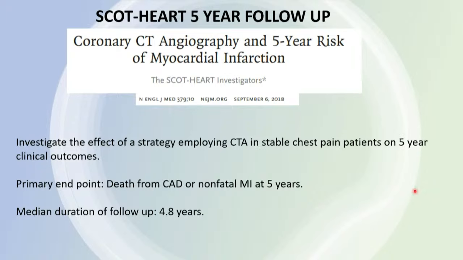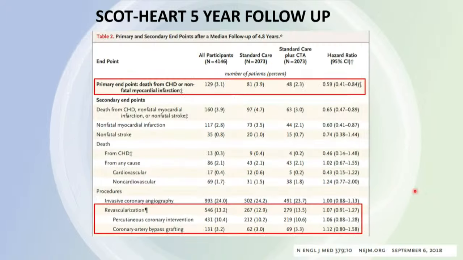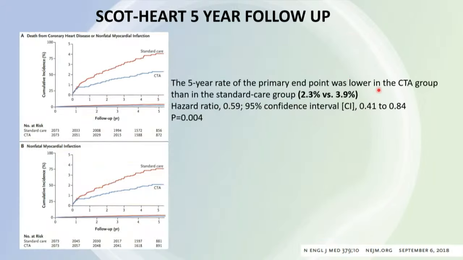So that's where their 5-year follow-up comes up, which is very, very strong data. That was in New England Journal 2018. So this has a median duration of follow-up of 4.8 years from this trial, primary endpoint being death from coronary artery disease or non-fatal MI. And here they were able to show that there was a statistically significant difference in their primary endpoint, standard care versus the standard care plus CTA arm. This is standard care. This is CTA.